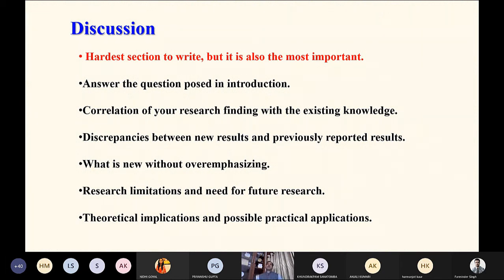If we have a new finding, something new and unique identified by us, we have to highlight that innovativeness and those new findings. But we have to avoid overemphasizing it. The same mistake was made by me last year in my paper, and because of that mistake, I had to revise my paper almost 5 to 6 times.